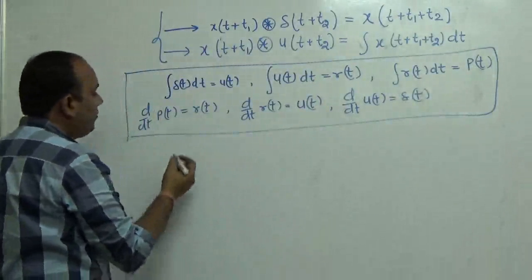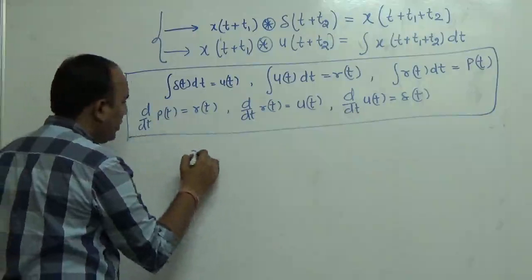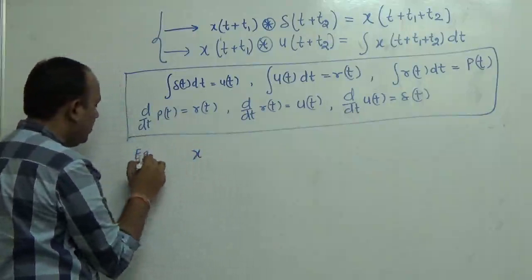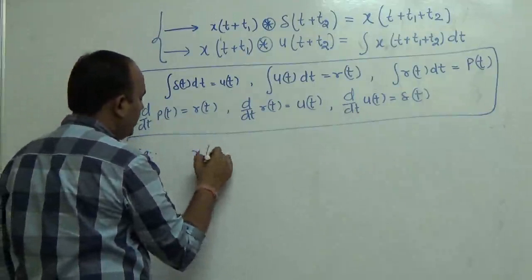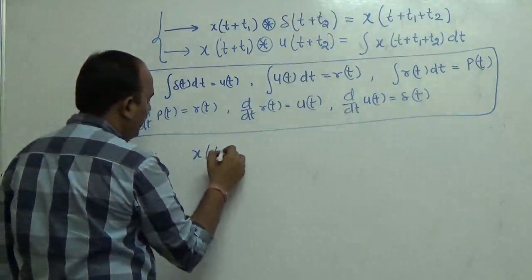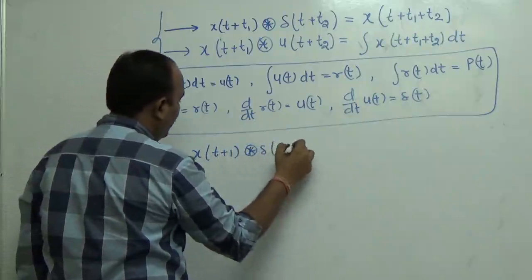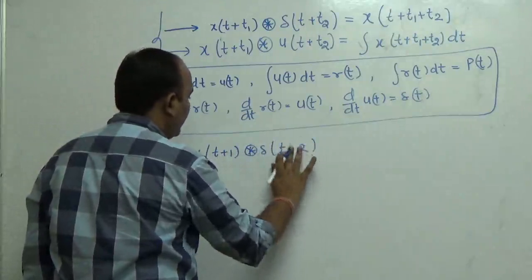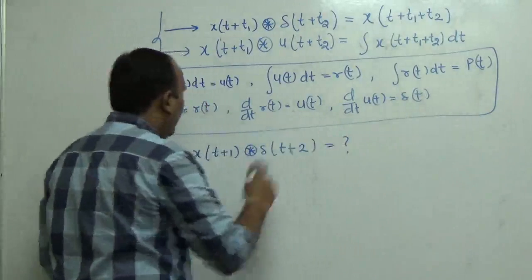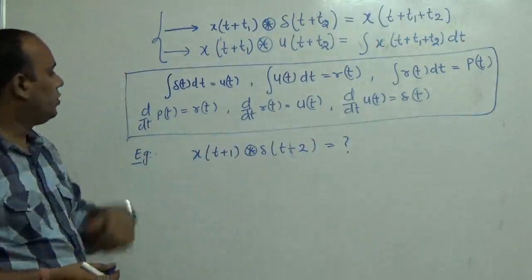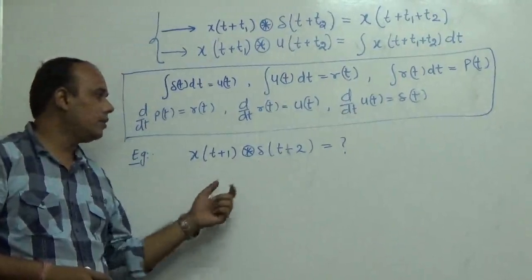So, if we are doing convolution, it is just an example. If we have to find out the value of x(t+1) convolution of δ(t+2), or just take it as δ(t-2), then what will be the value of x(t+1) convolution of δ(t-2)? There are two methods.